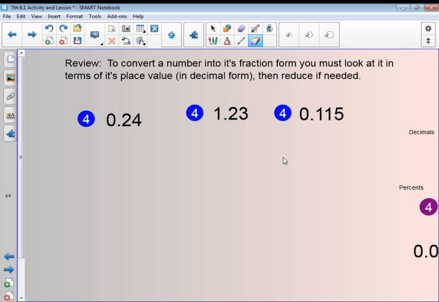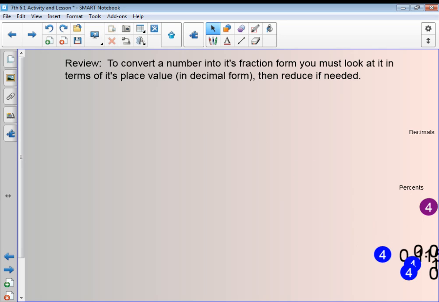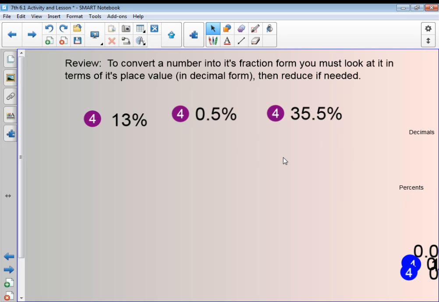Okay, so let's try some percents directly into fractions. Remember that the percent sign means over 100. So you can either convert and write it originally over 100 and then work off of that. I personally would prefer to see it in its decimal form, so I'm going to take that step first on each of these.